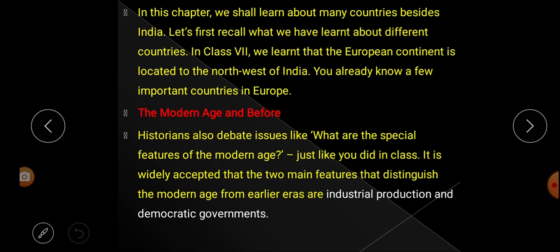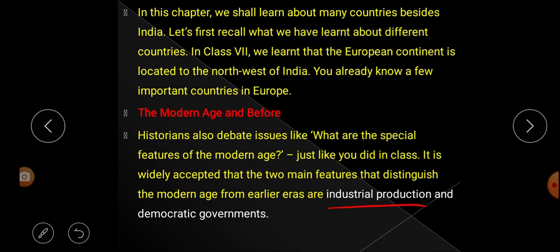It is widely accepted that there are two main features that distinguish the modern age from earlier eras. So what are these two distinguishing features? Those are industrial production and democratic governments. These two features differentiate the modern age from the early eras.